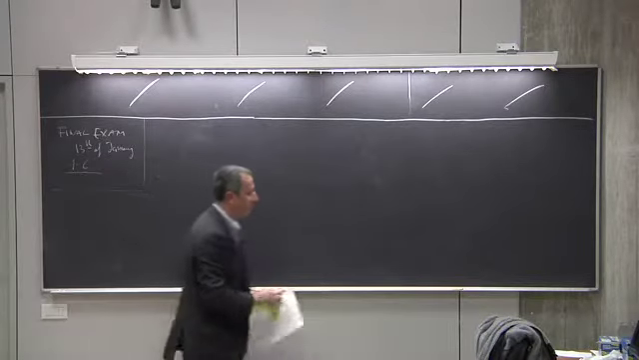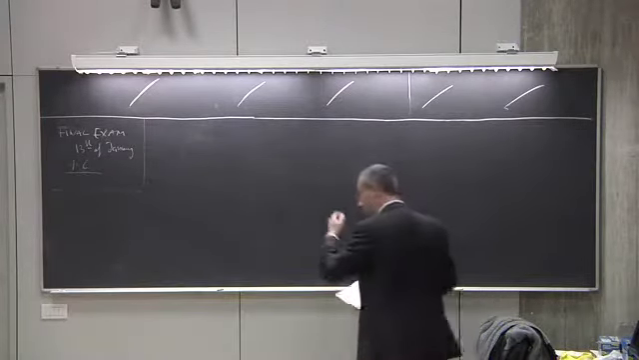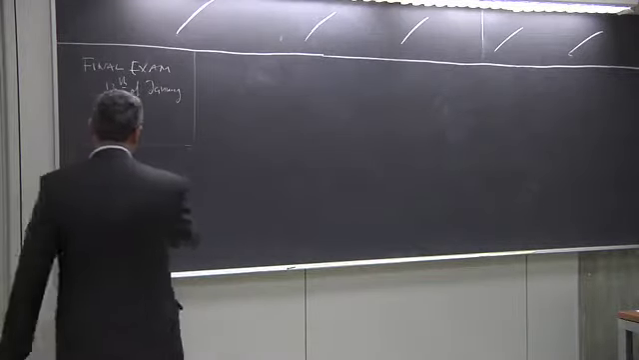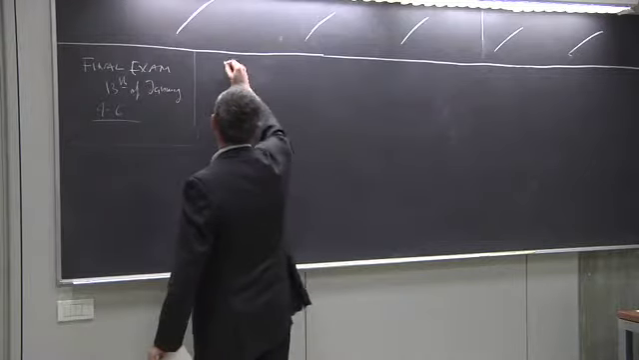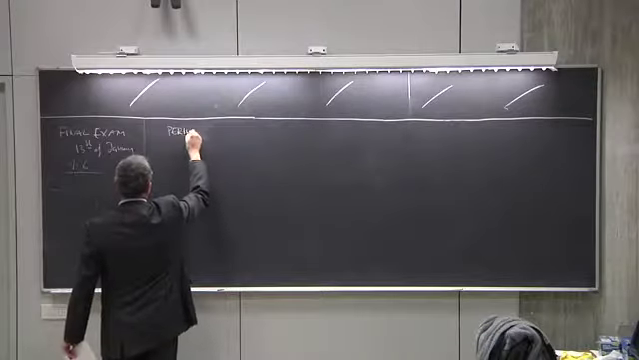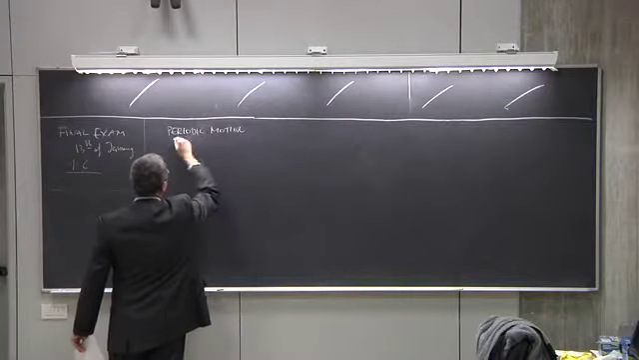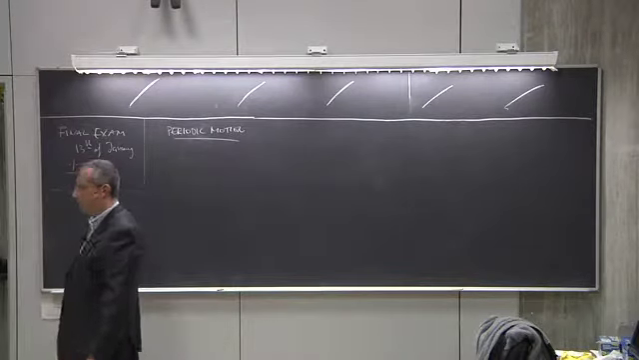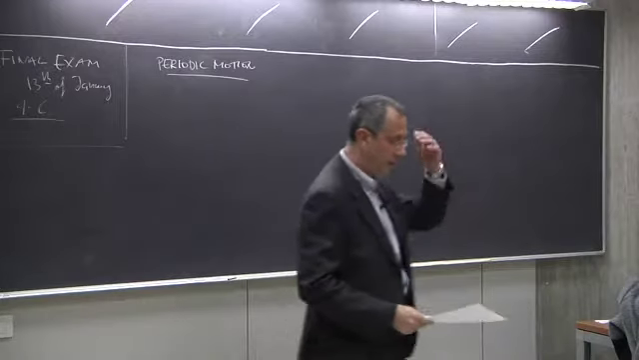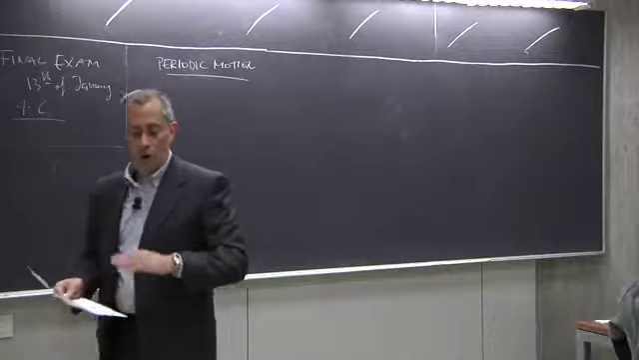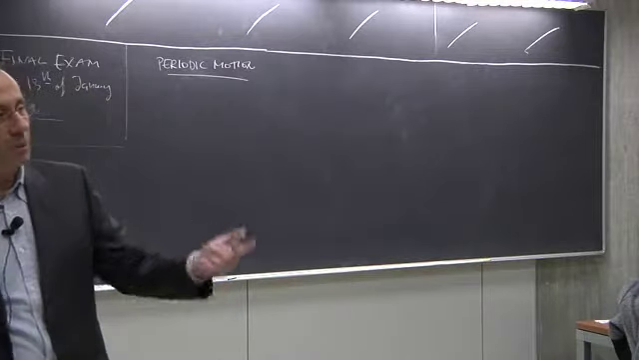But today I want to finish up talking about Hamilton-Jacobi. But first I want to explain a few things about periodic motion. That's an important concept. I already said something when we talked about Kepler's problem, right?